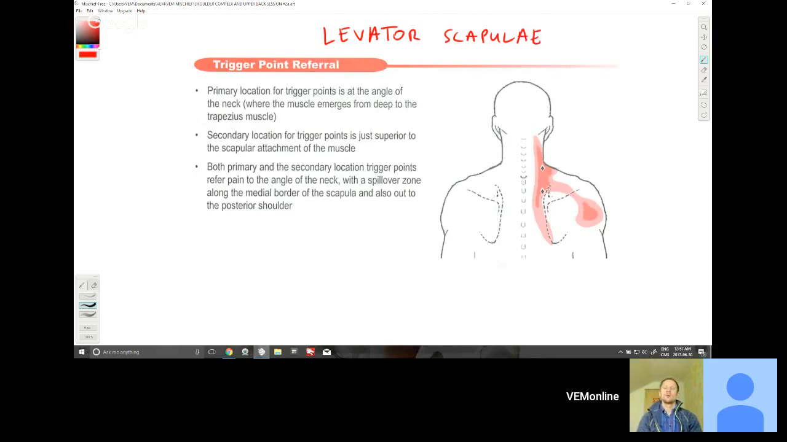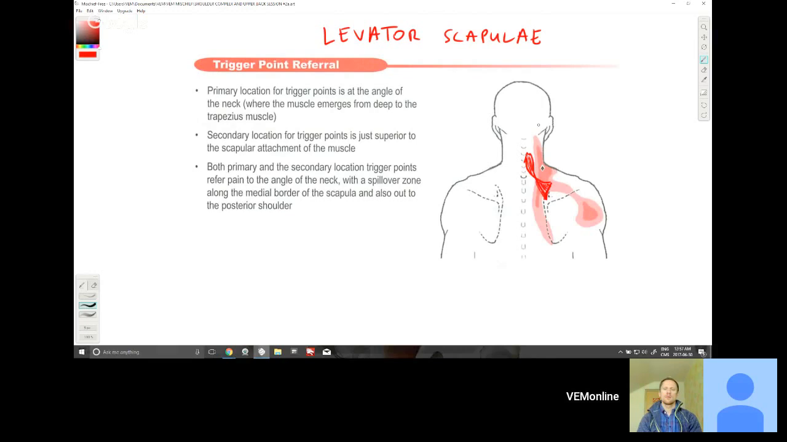Remember what I said about the anatomy, like the way it twists. It makes that turn. It's sort of like those fibers, they twist around. Okay. And because of that twist, it is particularly prone to trigger points.